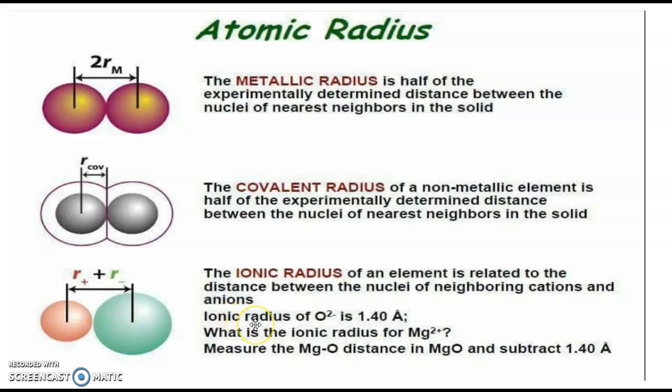This is an example of a problem. The ionic radius of the oxide ion O2 minus is 1.40 angstrom. An angstrom is 10 power minus 10 meters. What is the ionic radius of Mg2 plus, the magnesium ion? We have to measure the Mg-O bond distance, and from that we subtract the radius of oxygen, that is 1.40 angstrom. We will get the ionic radius of Mg2 plus. So this is an example problem. Basic problems like this can be asked for 2 marks.